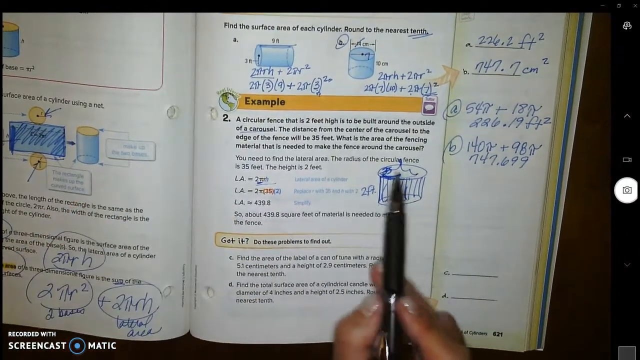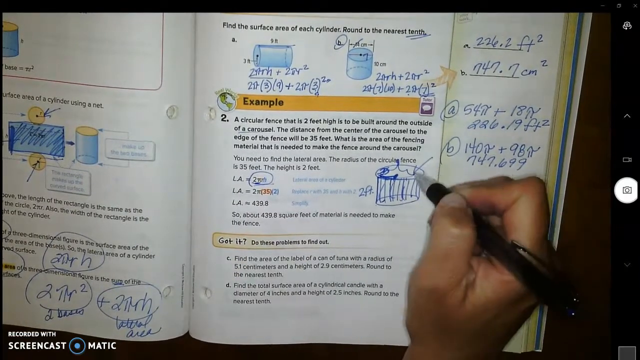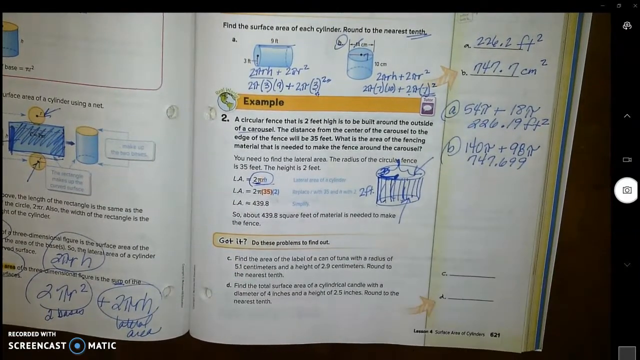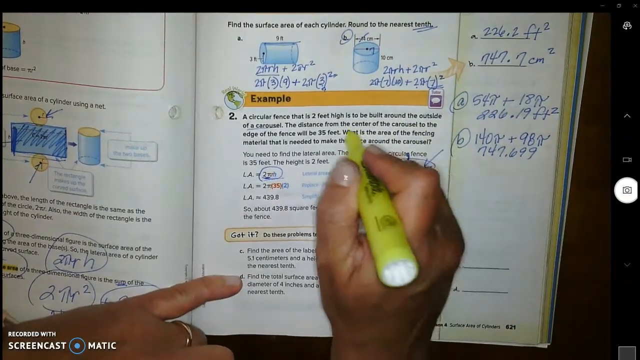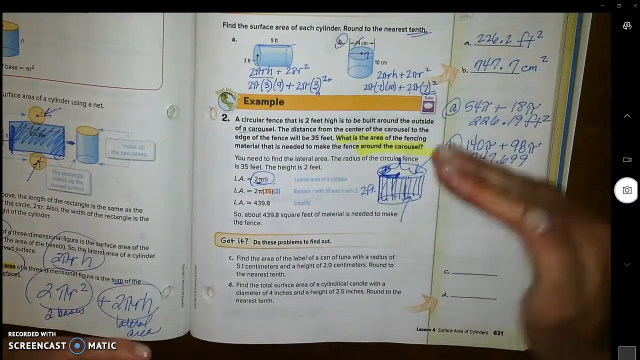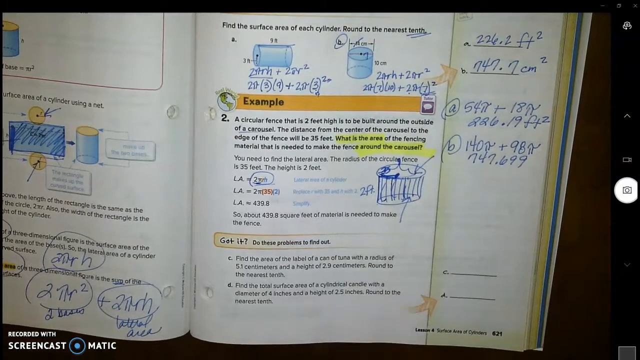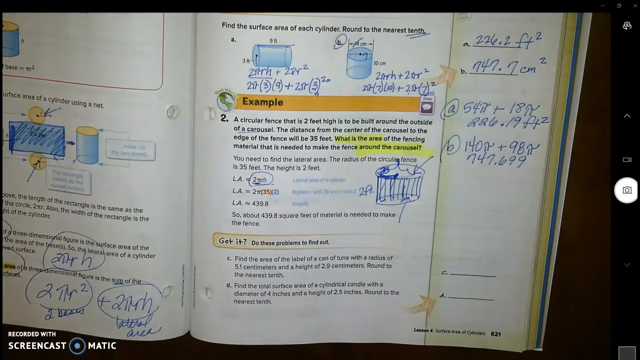Now, why do I only need 2 pi rh? How come I don't need the top or the bottom? I'm hoping that you just said or thought that we are finding the area of the fence around the carousel. We're not going to put a lid on it, and we're not going to put a bottom to it. We're just doing the part that is around, okay?